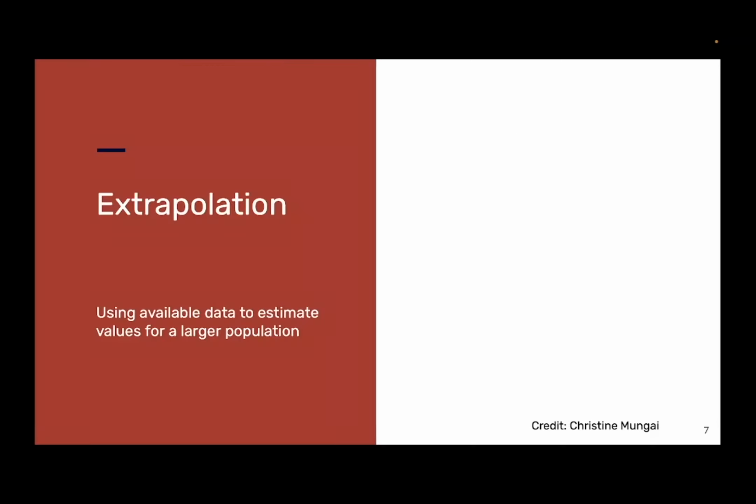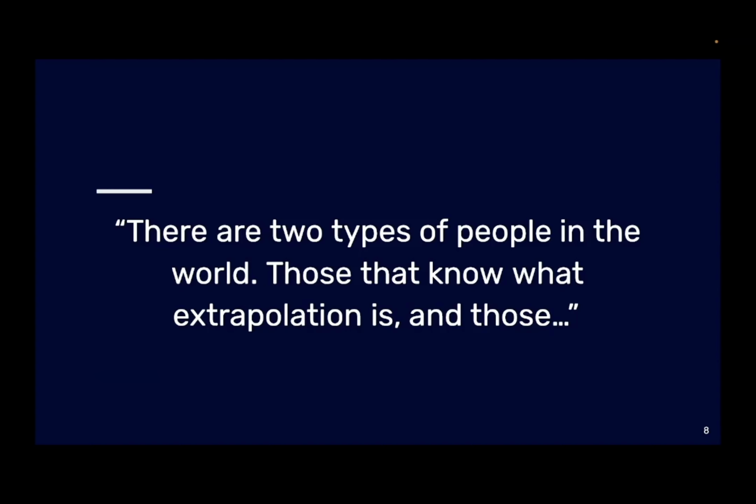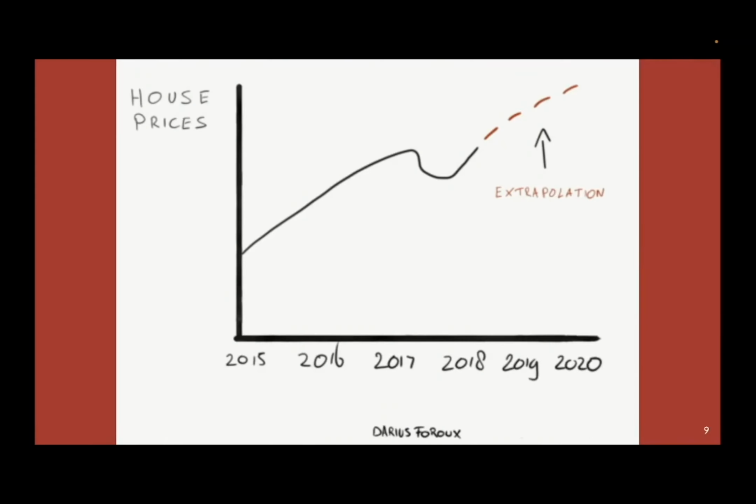Another method is extrapolation, using available data to estimate values for a larger population. For example, if you have data on the number of children enrolled in school in 1 year, but not the next, you could extrapolate the data by following the trend. There are two types of people in the world, those that know what extrapolation is, and those who probably don't. On screen, we can see house prices from 2015 to 2018. However, after 2018, they used the trend to extrapolate it to 2020.